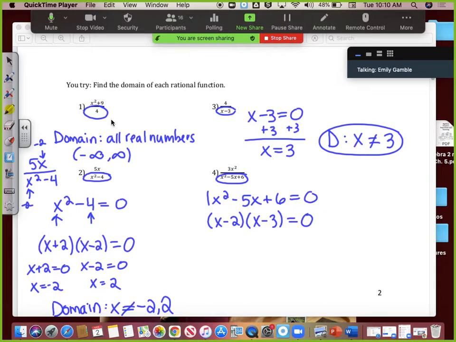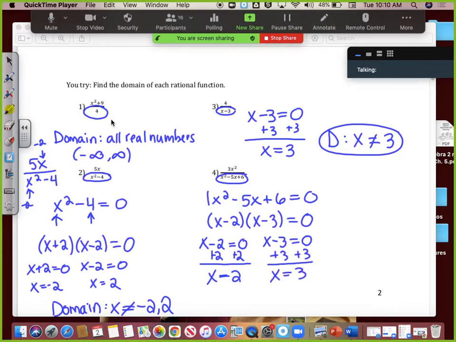Once I have it factored, then I can use the zero factor property to separate them into two little equations, x minus 2 equals 0 and x minus 3 equals 0. I solve both of these equations, and I'm going to get two numbers that will not work for this function: when x is equal to 2 and when x is equal to 3. That means the domain is every number except for 2 and 3. Every other number will work for this problem except when x is equal to 2 and when x is equal to 3.